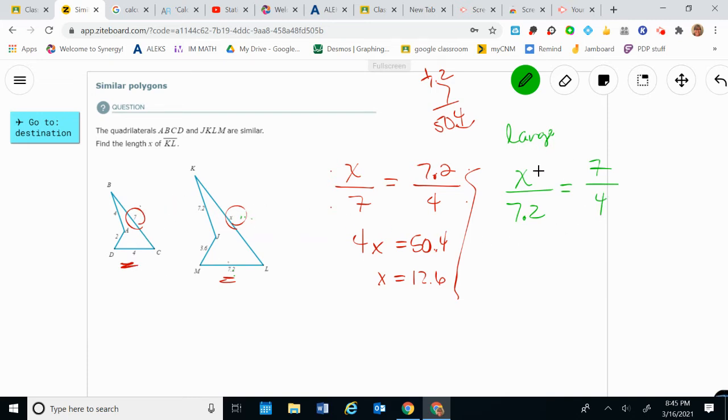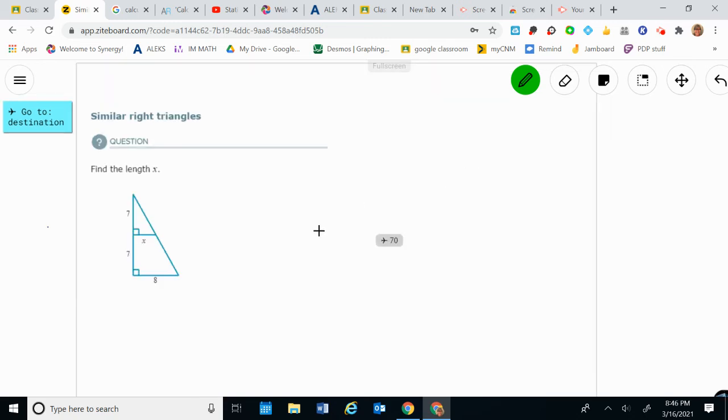Now check it out. When I cross multiply, I get the same thing, 50.4. If I picked x over 3.6 and 7 over 2, and I cross multiplied, I would still get the same answer. It doesn't matter as long as you put the samey same over the samey same. That's the main thing. Identify corresponding parts.